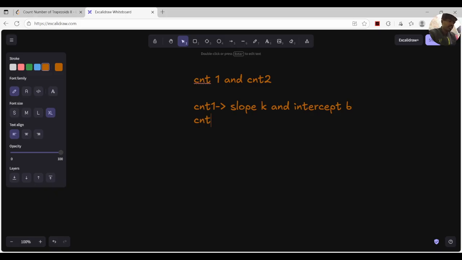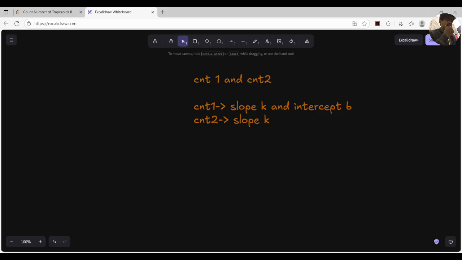And then cnt2 records the number of occurrences of the midpoint coordinates and slope k of point pairs, with the key being the midpoint coordinates p of the point pair and the value being another hash table that records the number of occurrences of slope k.